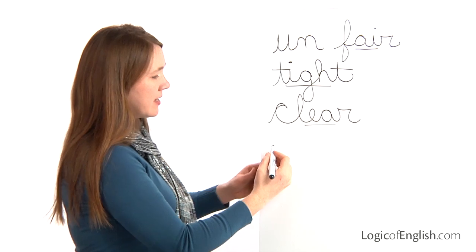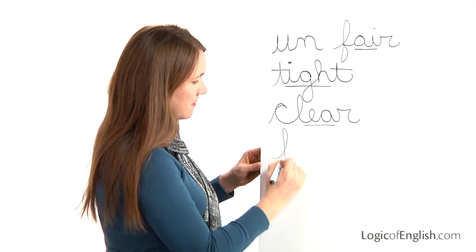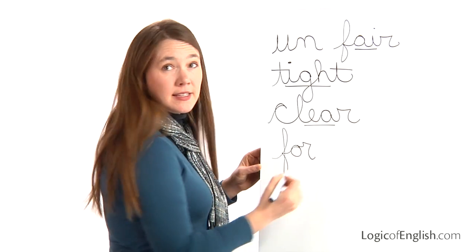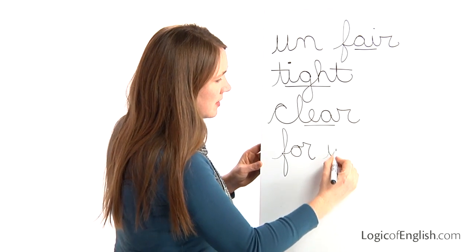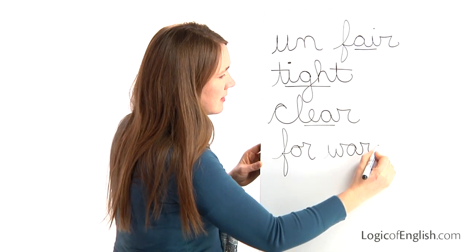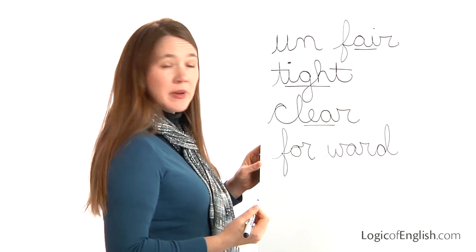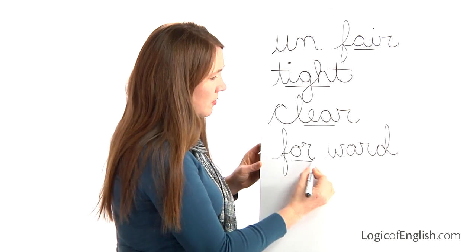And now help me to write it. The first syllable is for, f, or. The second syllable is ward, w, r, d. And how will we mark it? We'll underline the or and the r.